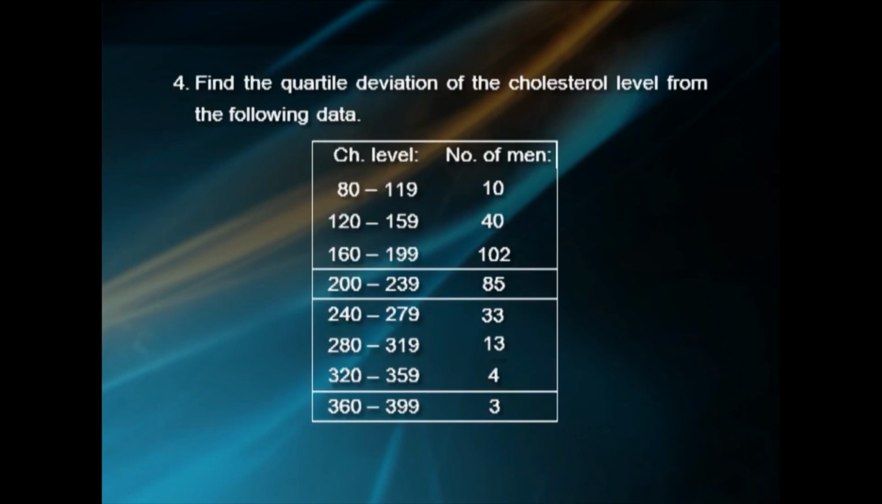Compute the standard deviation for each group. Question 4. Find the quartile deviation of the cholesterol level from the following data. Cholesterol level 80 to 119, 120 to 159, 160 to 199, 200 to 239, 240 to 279, 280 to 319, 320 to 359 and 360 to 399. Number of men 10, 40, 102, 85, 33, 13, 4 and 3.